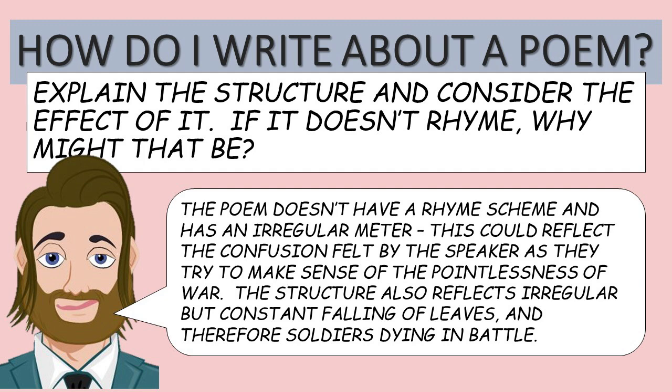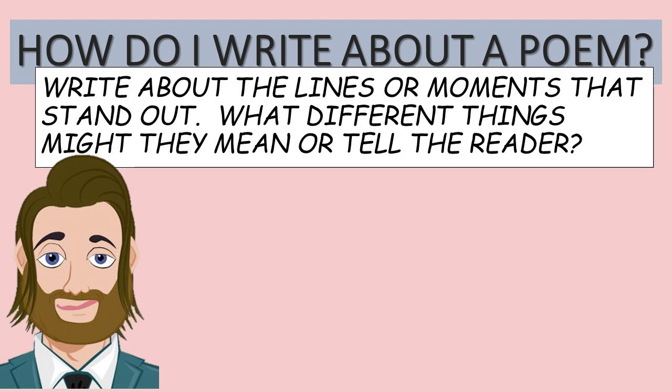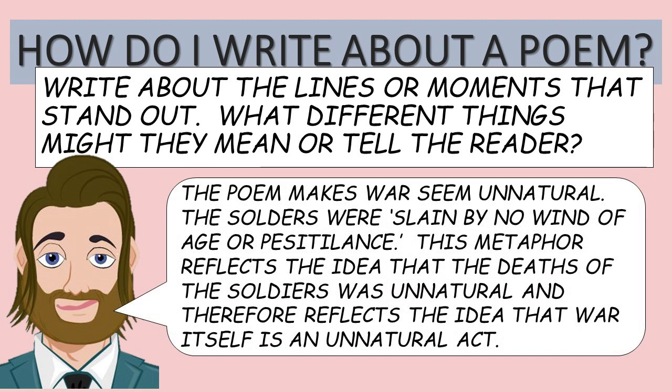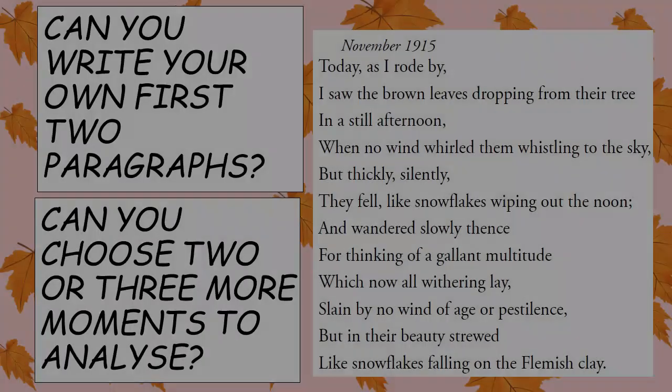Once I've done that, I'm on to my 3rd job, and that's something that I will do as much as I can. I think of as many different moments as I can do to show my analytical understanding of the poem. So a reminder that we are writing about the lines or moments that stand out and what different things might mean or tell the reader. So here's my response to that. The poem makes war seem unnatural. The soldiers were slain by no wind of age or pestilence. This metaphor reflects the idea that the deaths of the soldiers was unnatural, and therefore reflects the idea that war itself is an unnatural act.